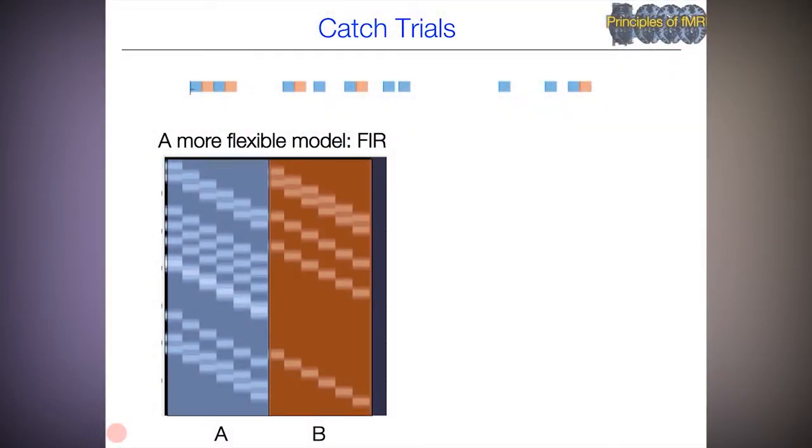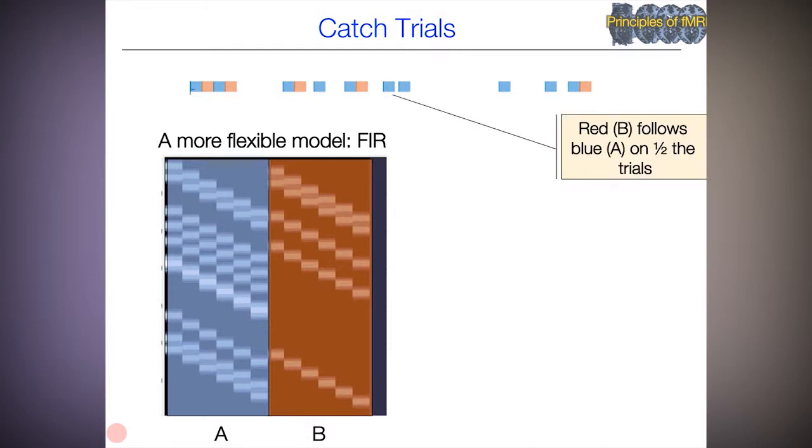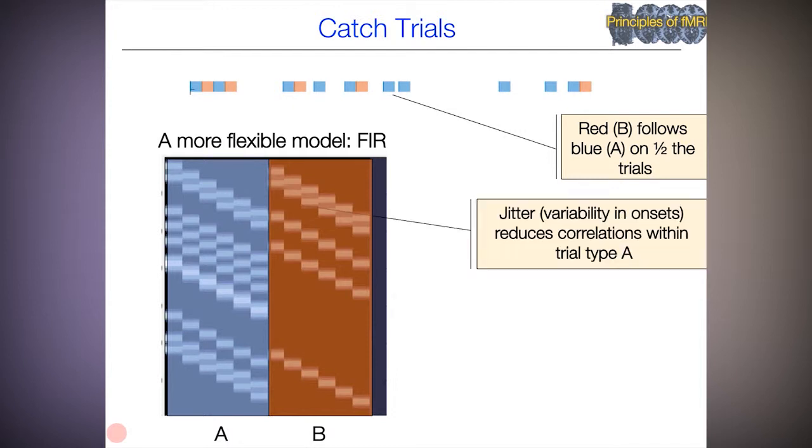So this is a catch trial design. What's happening here is, on half the trials, I've got encoding only, and I don't present the delay period. I say the trial's over. What that means is now the B event, red, follows the blue only on half the trials. Now when I build that FIR design matrix, I've got 2 good features.